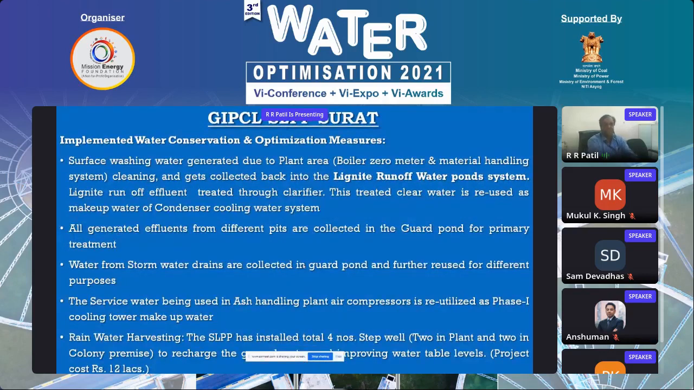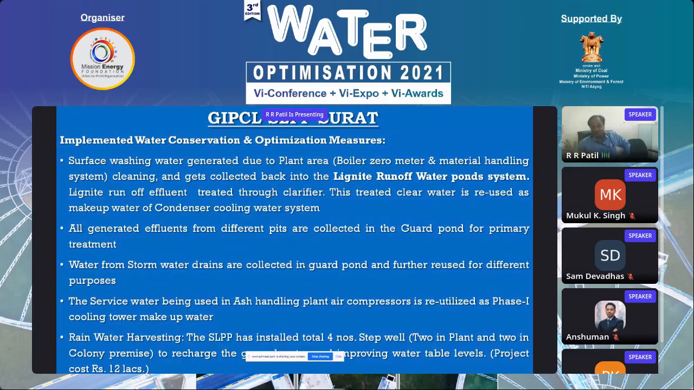Surface water is generated in the plant due to plant area cleaning. It is collected into the lignite runoff pond. This lignite runoff pond is a high rate solid contact clarifier where we are adopting the primary treatment. After primary treatment, it is used as makeup water in the cooling water system.